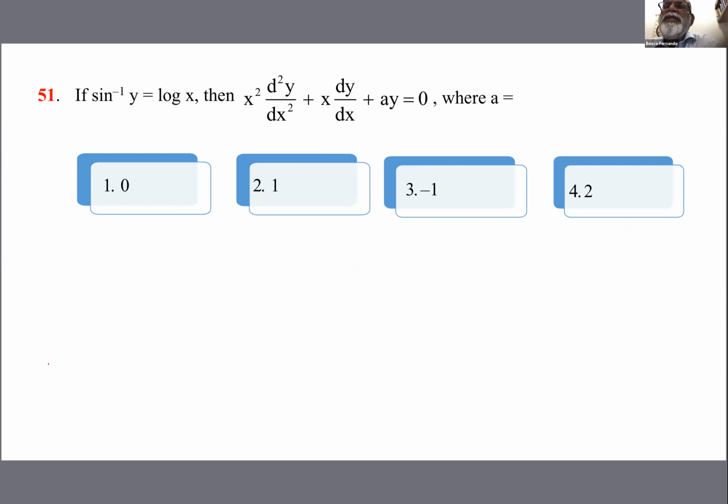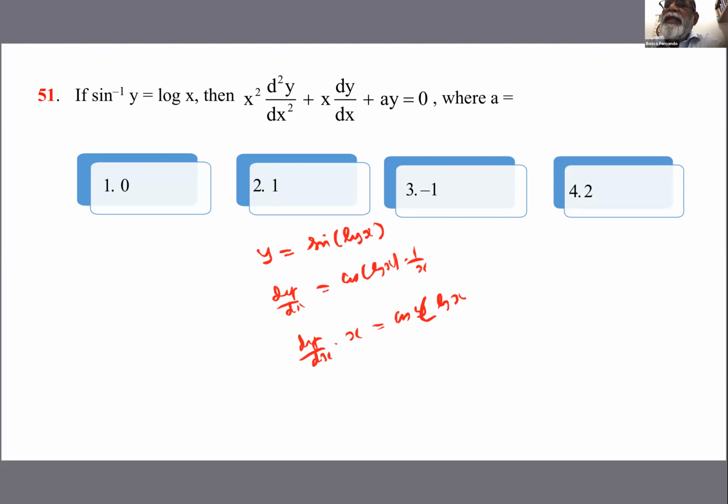So this is formation of differential equations. I noted it about, but not this problem. So you can convert into y equal to sine of log x. So dy by dx is equal to cos of log x into derivative of log x, 1 by x. Cross multiply. x into dy by dx is equal to cos of log x.